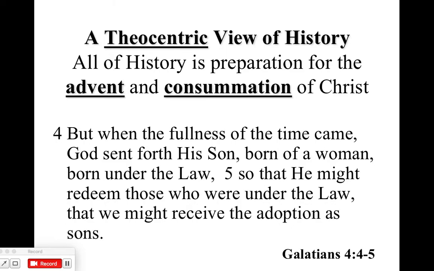Galatians tells us, "But when the fullness of time came, God sent forth his Son, born of a woman, born under the law, so that he might redeem those who are under the law, and that we've been received as an adoption of sons." And I want to say that this is really a look at God's history. We are going from the end of the Old Testament all the way to the beginning of the New Testament, of the birth of Jesus Christ.